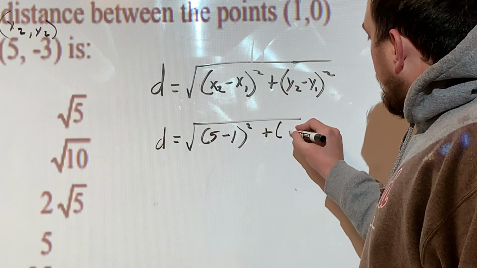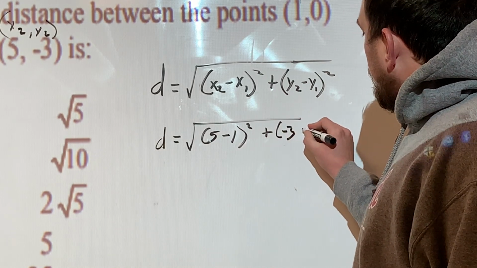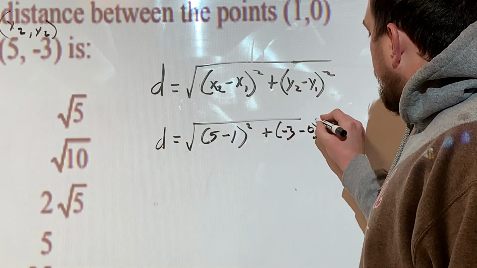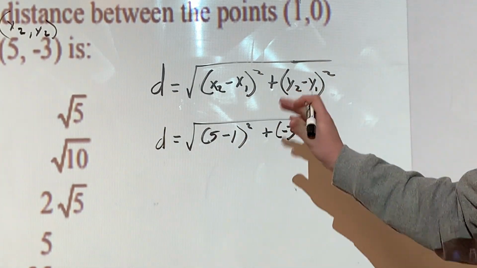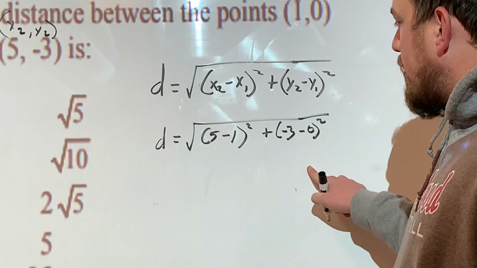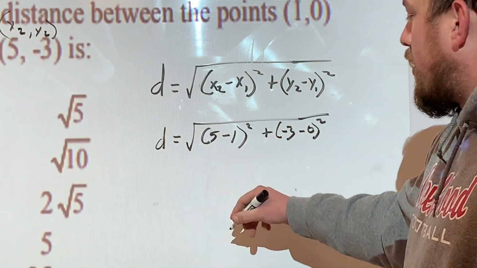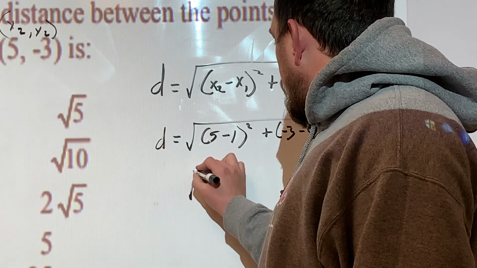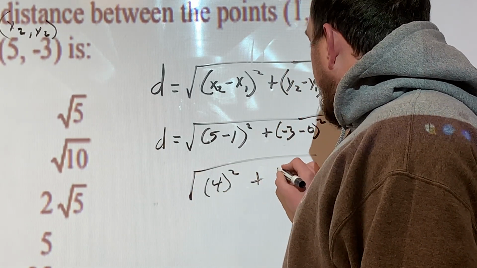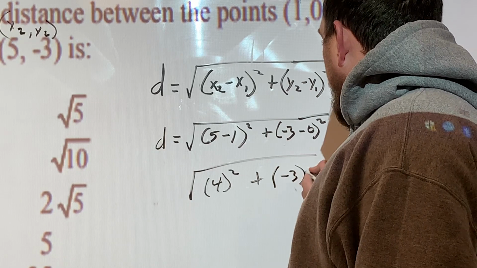y2, which is negative 3, minus 0, which is y1. Make sure your square root takes up all of that. All that's inside the square root. Now we're just going to simplify. 5 minus 1 is 4. Negative 3 minus 0 is negative 3.